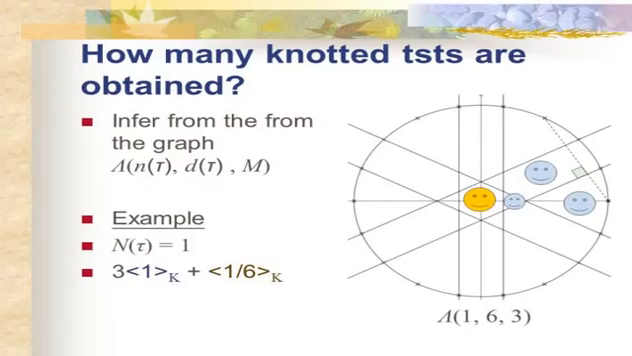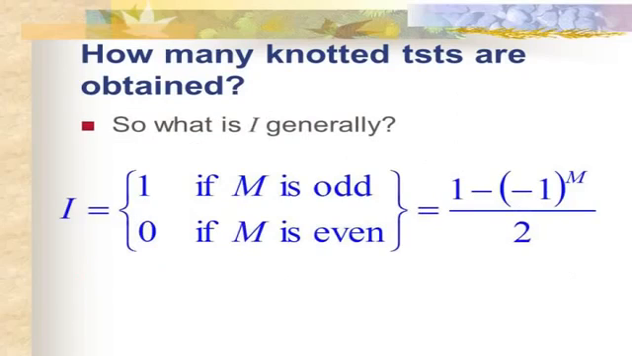We found that we can in fact infer the numbers from the graph we obtained. For example, in this example, the three knotted TSTs of twist turn n tau, which is 1, are in the regions with blue smileys, and those with twist turn 1/6 are in the phase with the orange smiley. So we obtain this sum as our result. And this is the general formula for i.